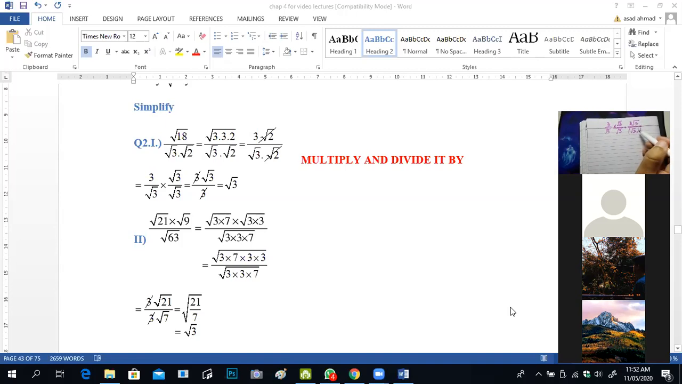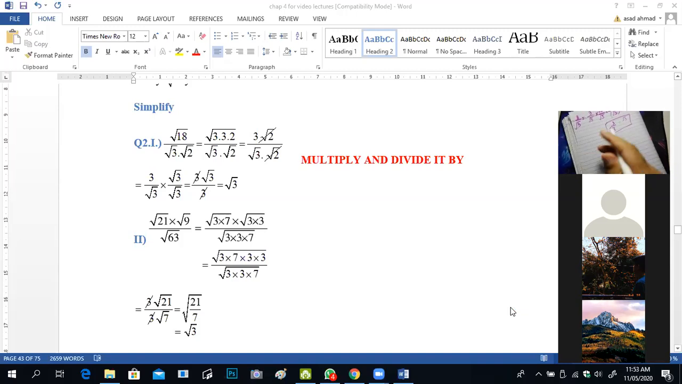So 3 times under root 3, what will you see? The square root will be cancelled. What will you get? This is 3 times under root 3, and in the denominator 3 and the 3 square root will be cancelled. You will get 3 only. So 3 and 3 will be cancelled. You will only get under root 3. So what actually the end of the question was 3 times under root 3. So we have simplified 3 divided by under root 3. You will get the answer like this one.